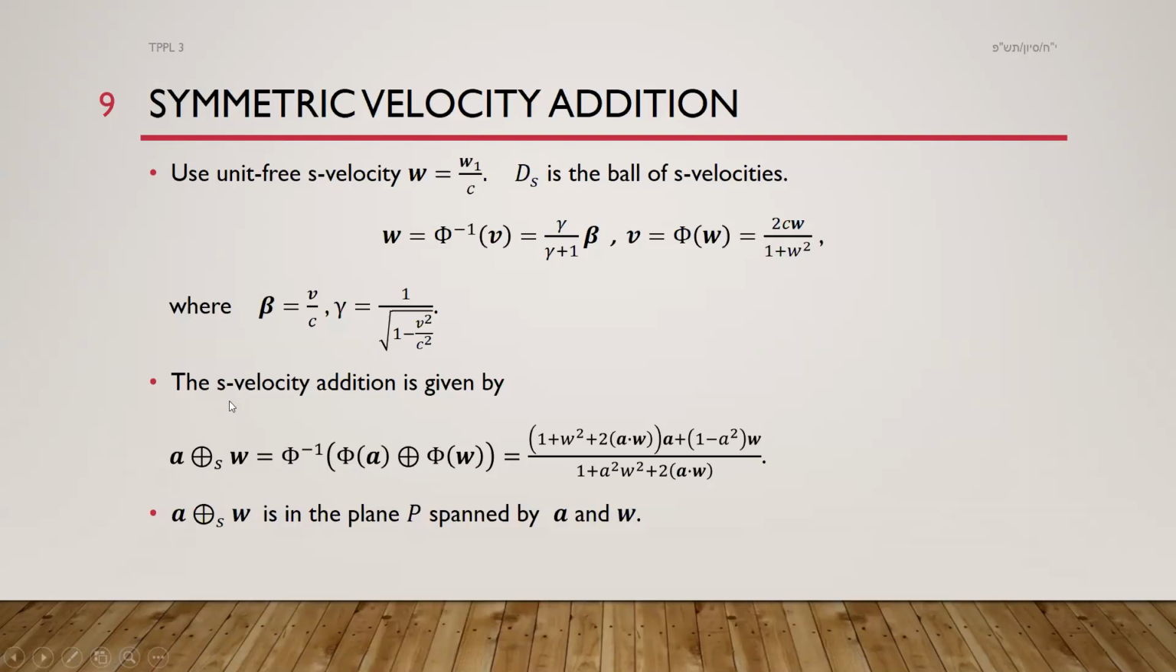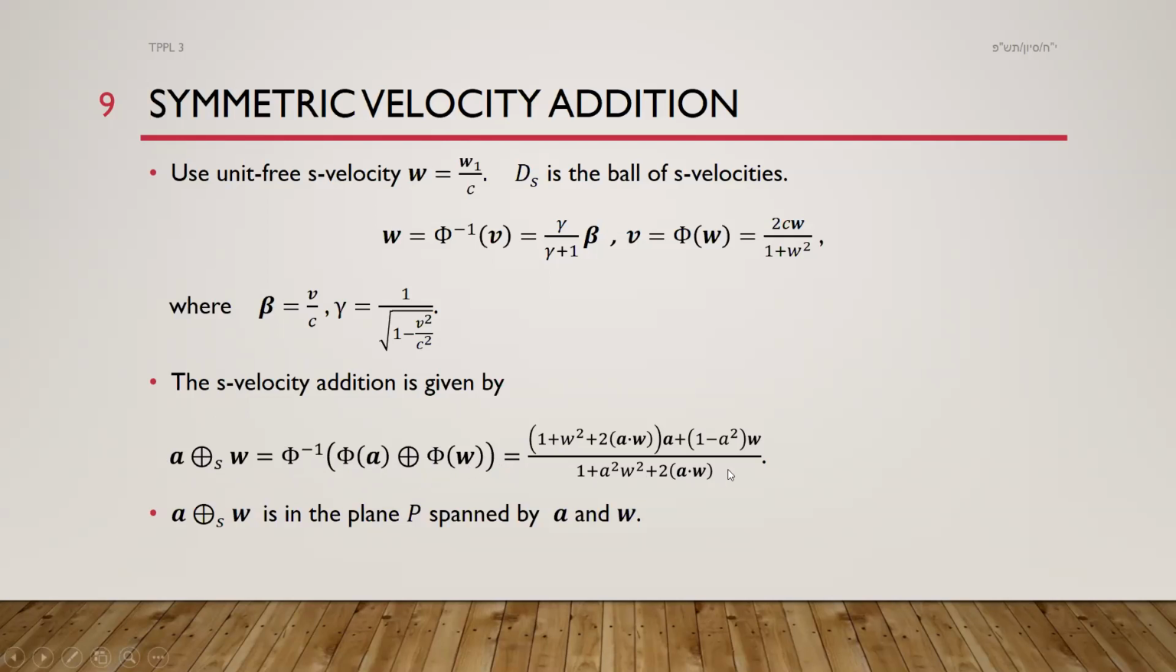How we define the addition of S velocities: two S velocities, A and W, and you want to add them together relativistically. So you pull each one back into a regular velocity using phi. So phi of A and phi of W are the corresponding regular velocities. You add them together by Einstein velocity addition. That gives you another regular velocity, and then you pull it back with phi inverse and turn it into the corresponding S velocity. That's the physical definition.